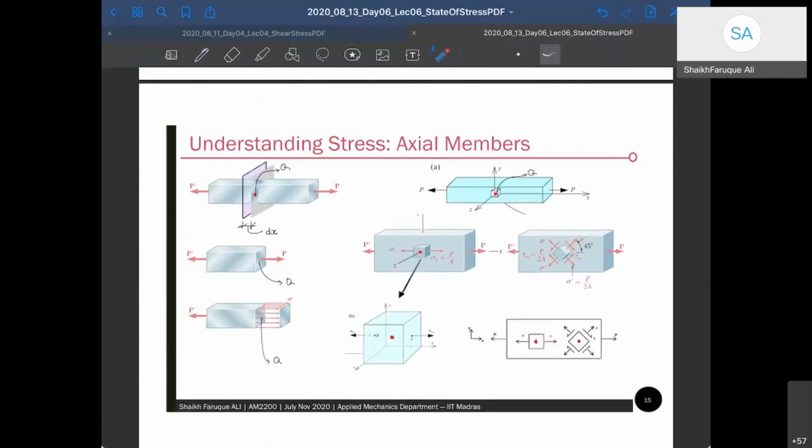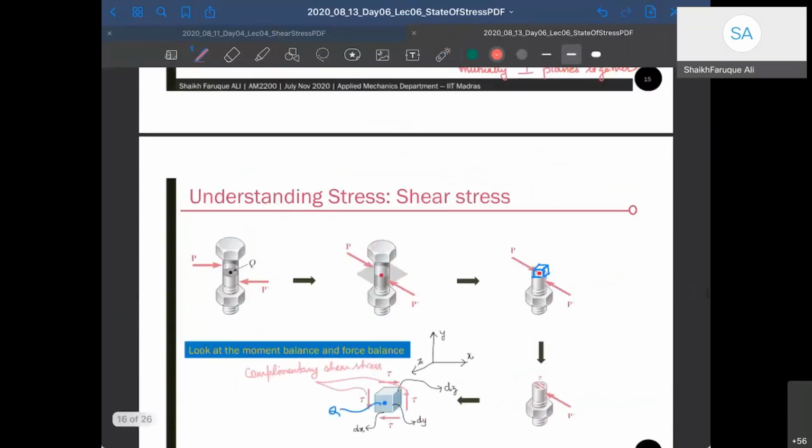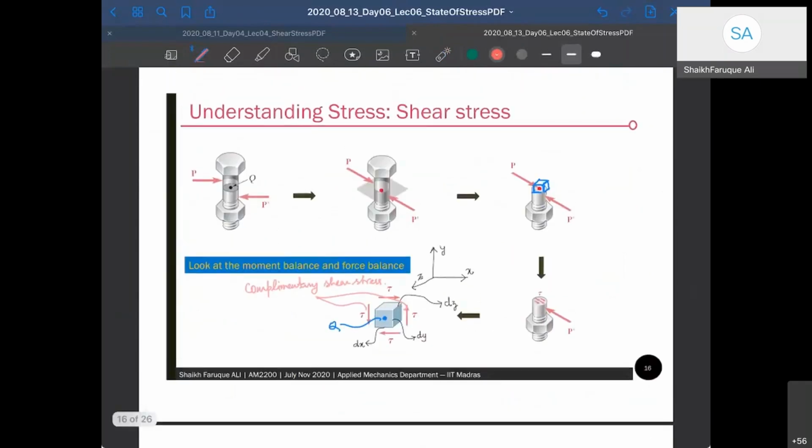So we represent stresses at two mutually perpendicular planes, stresses get together. All right. Okay, this is only shear stress. So this is for only shear stress, no normal stress.